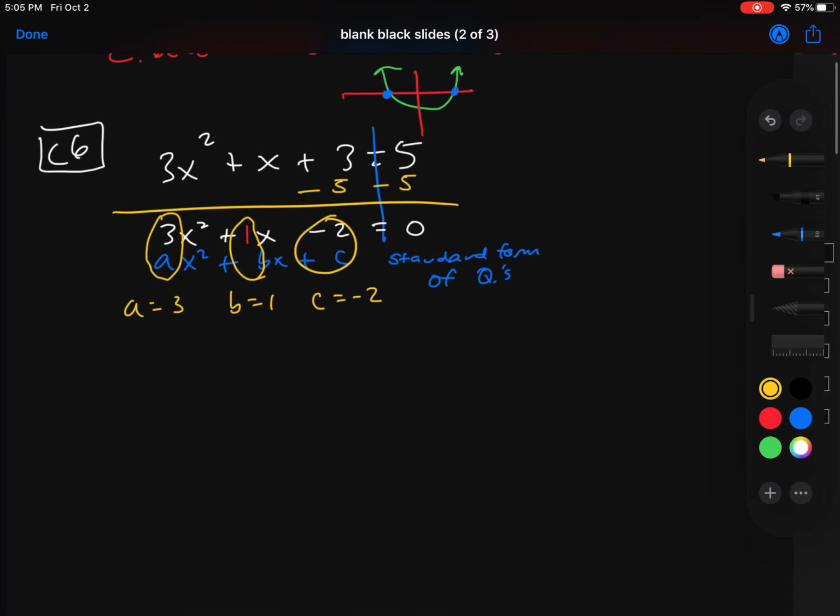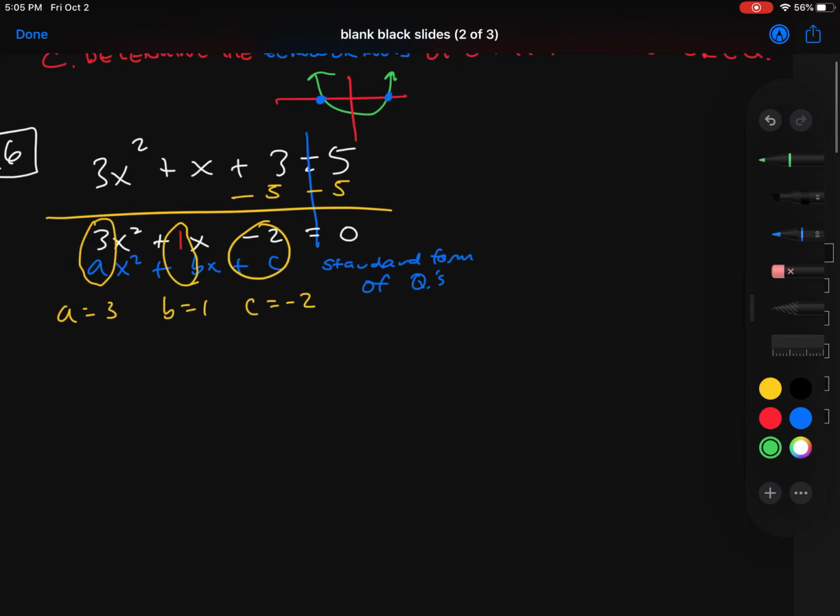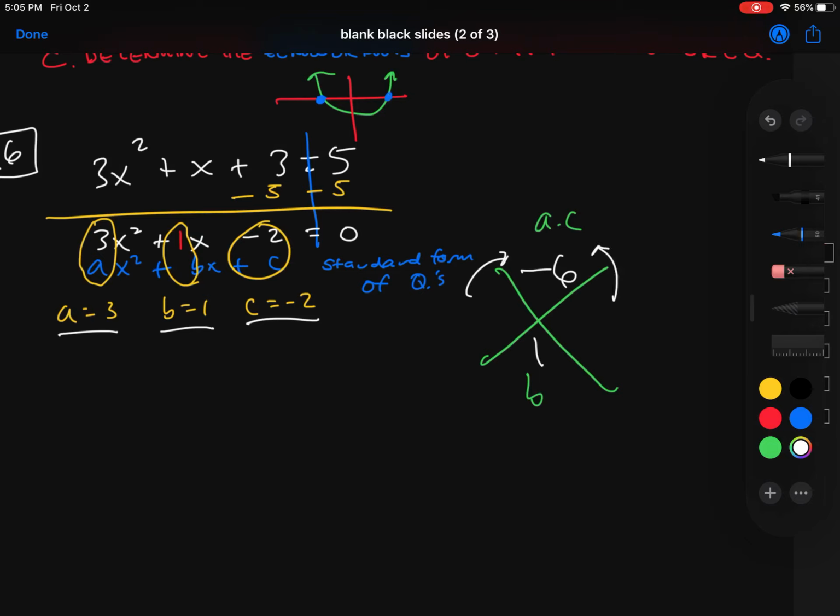Okay, so let's go for the home run here. Let's see if we can solve this by factoring. Remember, in factoring, you have A times C, and you have your B value there. So A times C is -6, and B equals 1. Can you think of two numbers that multiply to be -6, and those same two numbers add to be +1?